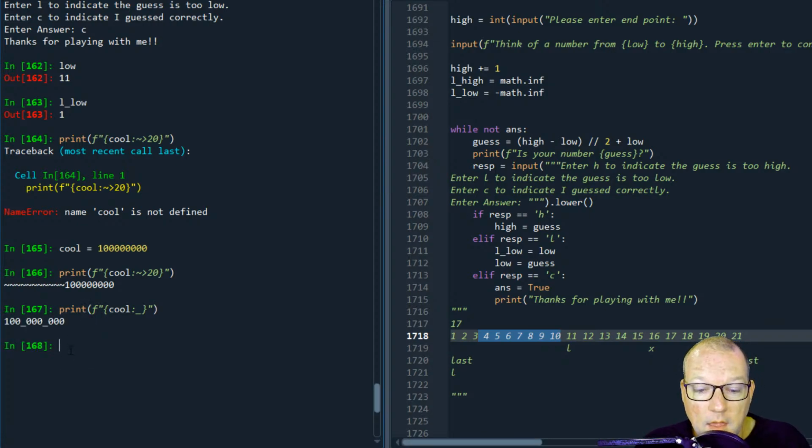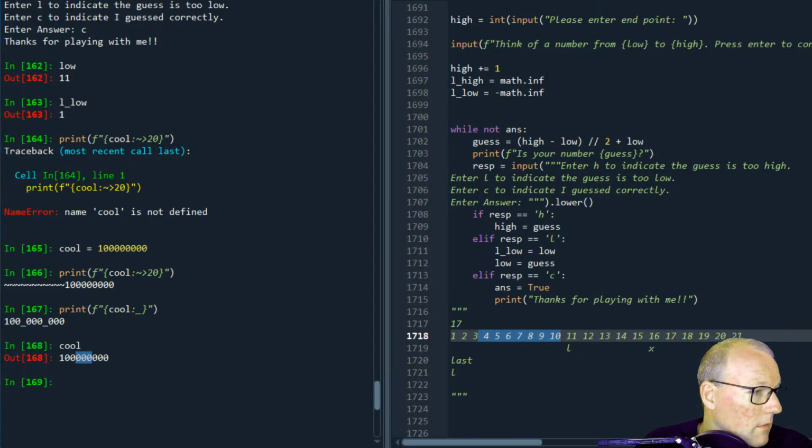Yes. And commas. There's a whole one for commas as well. And I remember that took because right here when we do cool, it doesn't have commas. It does not default to commas. Yeah, 100 million.